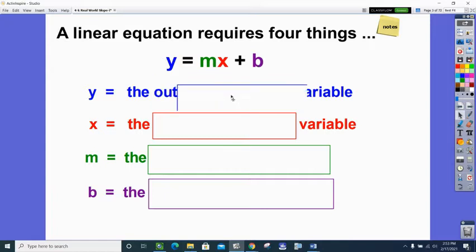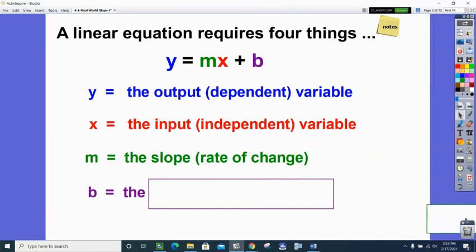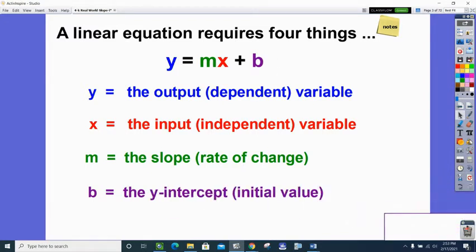So the y is going to be what we call the output or the dependent variable. It's waiting for the math to happen. The x is going to be the independent variable. That is the one where you can pick numbers for. And then you do the math, and then the output would be the y. The number in front of the x, called the coefficient of x, is called the slope or the rate of change. How much does something change? Oftentimes over time. And the b is the y-intercept or the initial value. You know, if there's a fee involved, that would be an initial value.